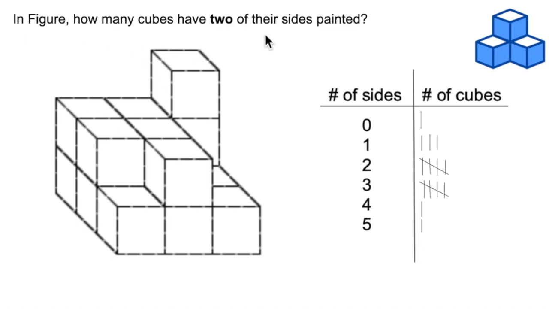So now that we have tallied up all the cubes, we can finally look at the question and find the correct answer. So the question asks, how many cubes have 2 of their sides painted? So now we can very easily go to the tallies and go to the number of sides painted for 2. And you can see that 5 cubes have 2 of their sides painted.